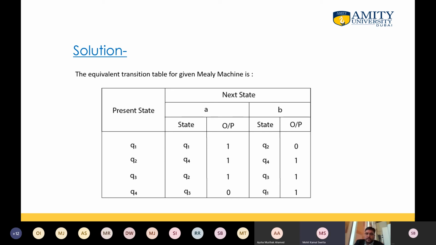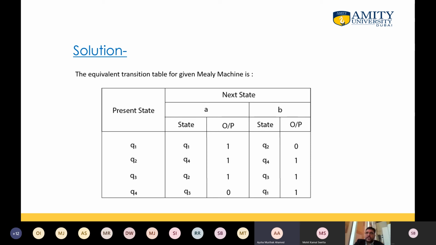Out of these 4 states, Aisha, how many states are there where there is a single output? 2. Which 2? Q1 and Q4. So we will not split Q1 and Q4. Okay, so you just remember this.